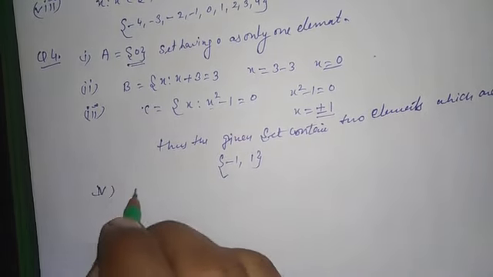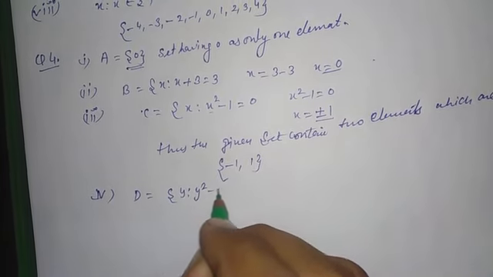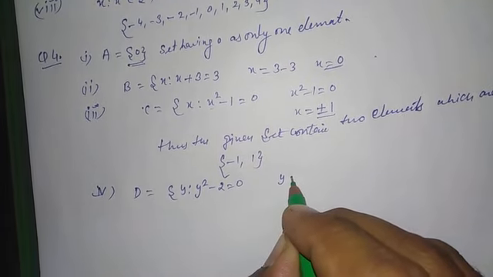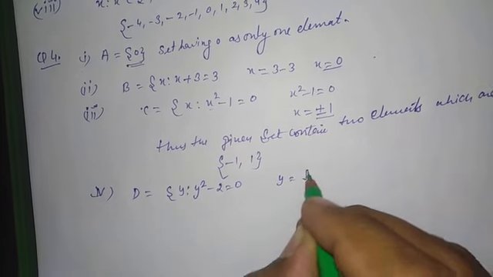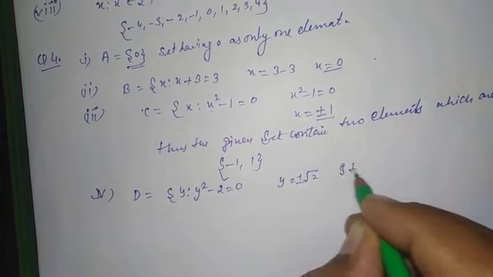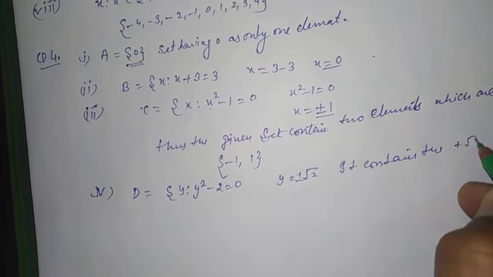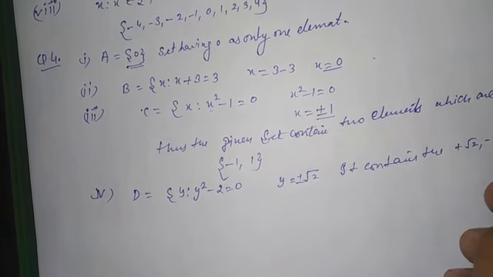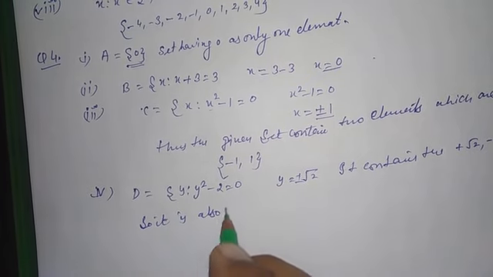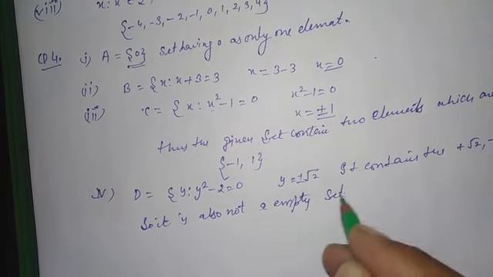Fourth part, D is equal to y such that y square minus 2 is equal to 0. Value of y is equal to plus minus √2. It contains the elements plus √2 and minus √2, so it is also not an empty set.